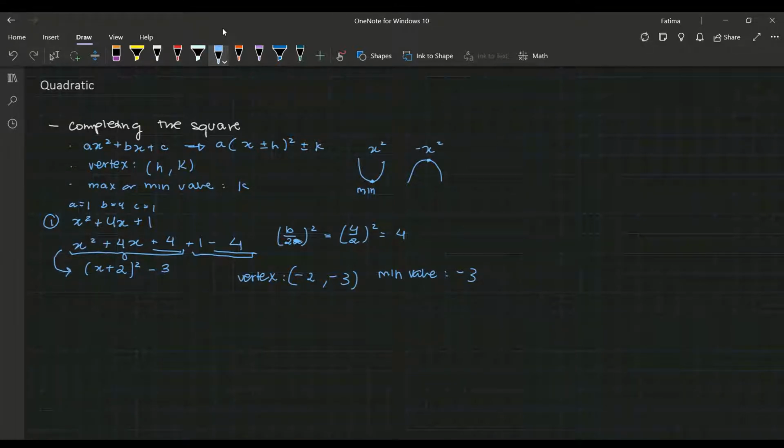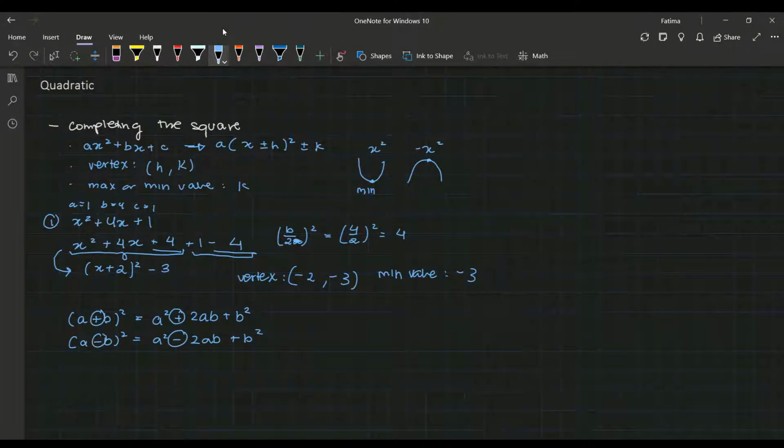Before moving on to the next question, I will explain how exactly I made the trinomial in that form. When we have our index like this and we expand it, it's a squared plus 2ab plus b squared. And if it was a minus b whole squared, it's a squared minus 2ab plus b squared. Notice how the plus or minus in the brackets depends on the plus or minus of 2ab. So in this case, 2ab will be 4x, and it has a plus next to it. That's why when I wrote it in the bracket form, I put a plus there.